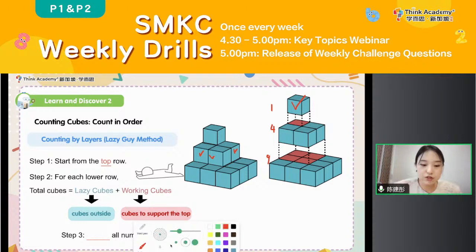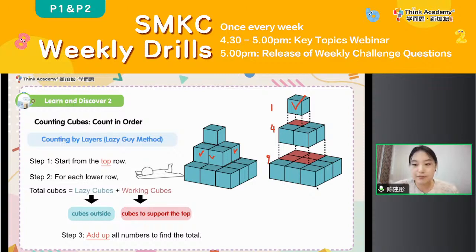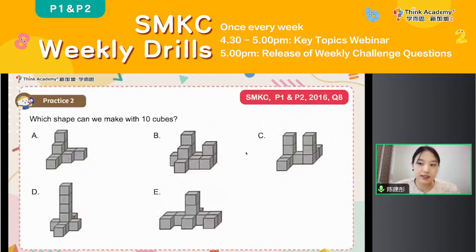And then what we need to do is just add up the numbers to find the total. This time, just 1 plus 4 plus 9 equals 14. Good job, Sarah. Good job, Candice. Good job, everyone. Okay, so this time, let's move on and do some practice together.